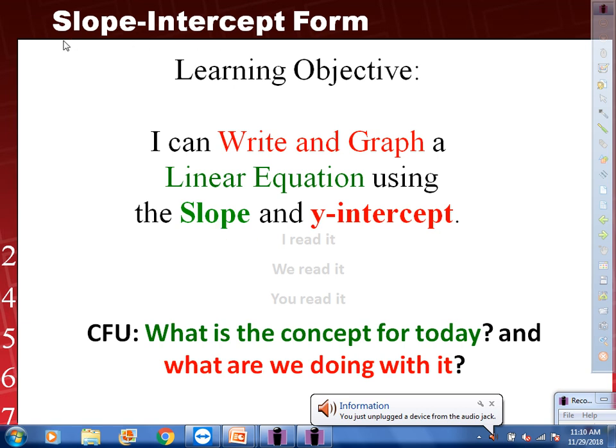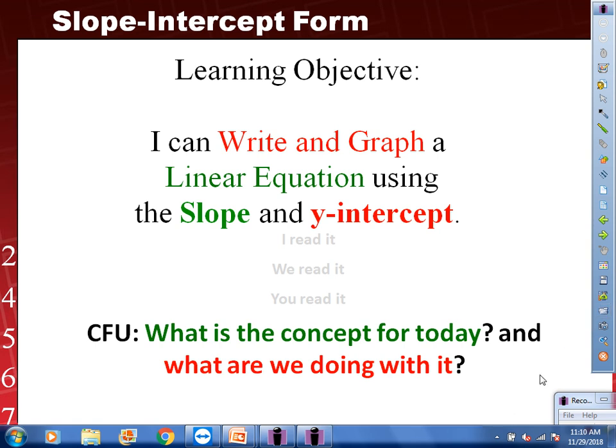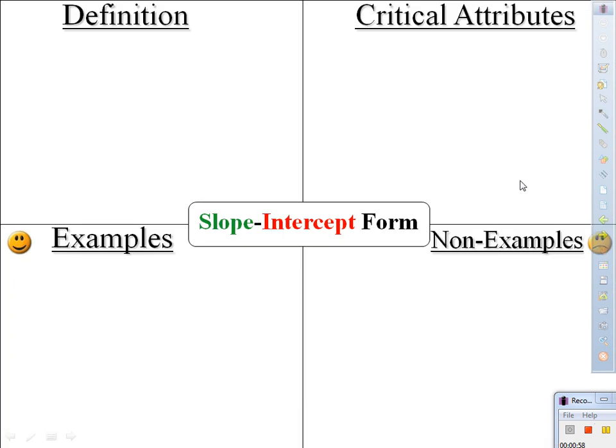Look up, guys. Slope-intercept form. Slope-intercept form inside your Fourier model. I want you to write the word slope in green and intercept in red. So if you have your colored pens, get those ready. Yes, slope-intercept form. Form could be in black. Slope in green, intercept in red, and form in black. So it should look something like this. Slope. Intercept form.